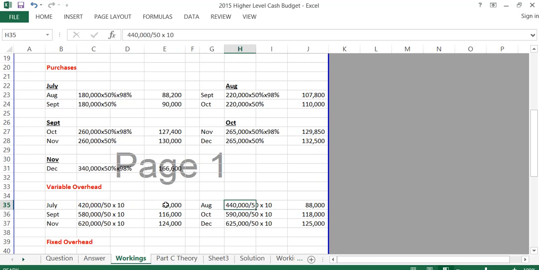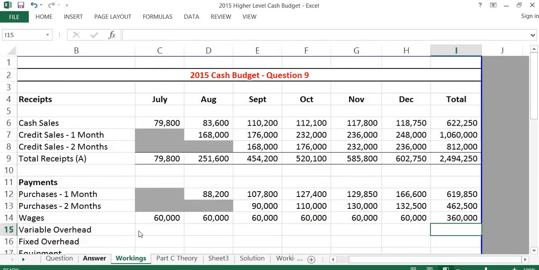In August, my selling price never changes. So in August, my total sales were 440,000. Again, I'm dividing by €50 because the selling price is €50 per unit. I'm multiplying by 10 because the variable overhead is €10 per unit. So I just need to fill those in now.